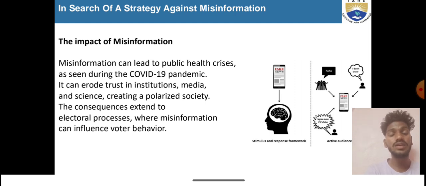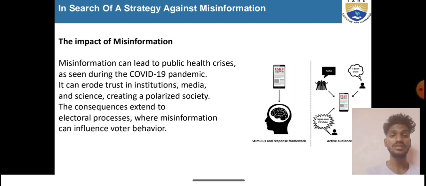Misinformation can lead to public health crises, as seen during the COVID-19 pandemic. We already know the consequences we faced during the COVID-19 pandemic years. Mostly misinformation is spread by social media, TV channels, etc., which are maximally spreading misinformation. It can erode trust in institutions, media, and science, which leads to trust issues between hospitals or institutes or any media, science, technologies and the person.